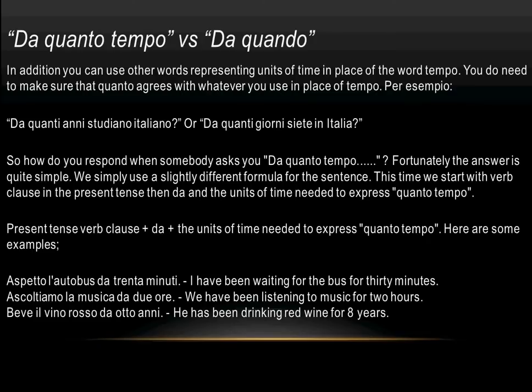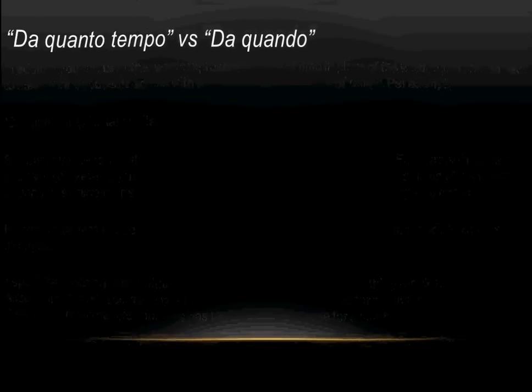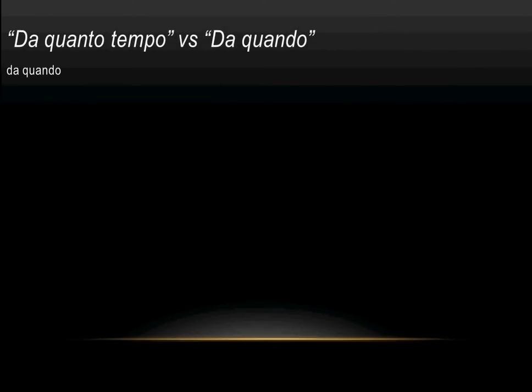Then we have, ascoltiamo la musica da 2 ore. We have been listening to the music for 2 hours. The verb clause, da, and the tempo. Bevi il vino rosso da 8 anni. He has been drinking red wine for 8 years. The verb clause, da, and tempo. Facile, no? Now let's look at da quando.